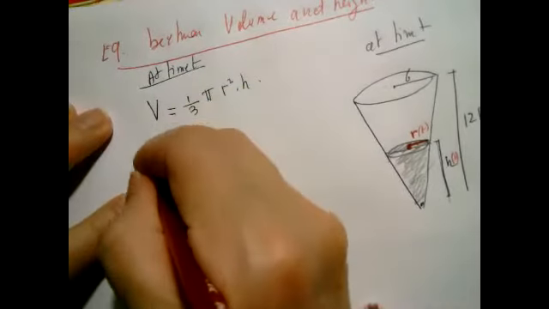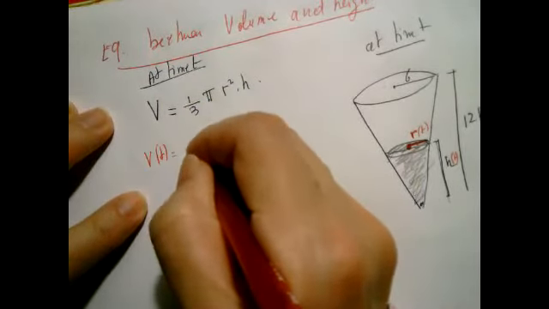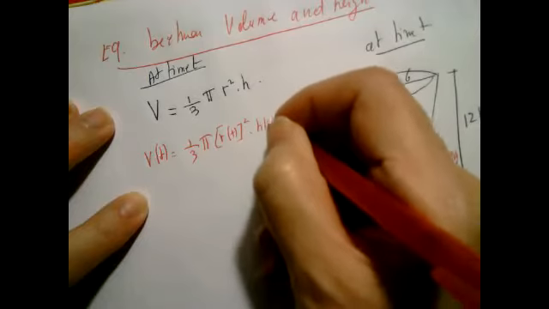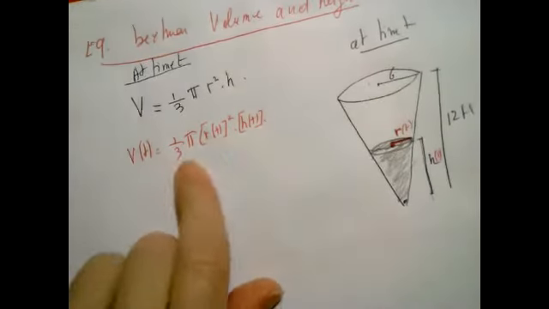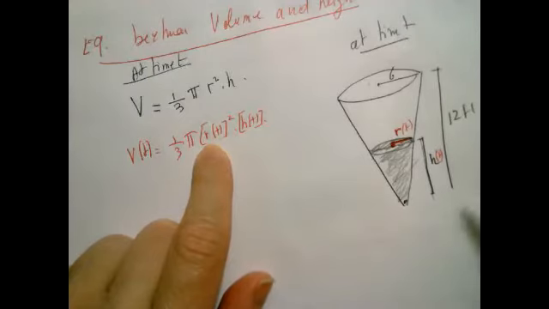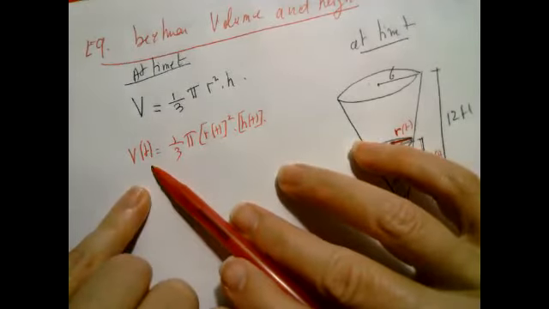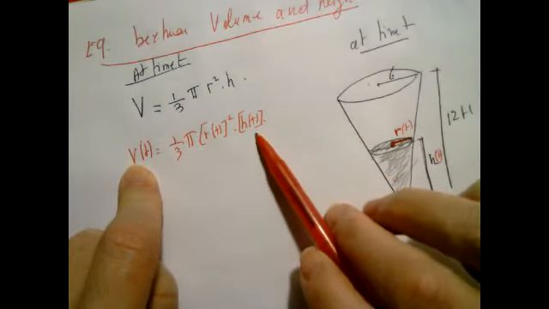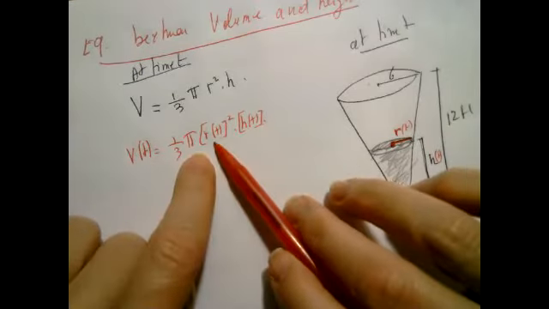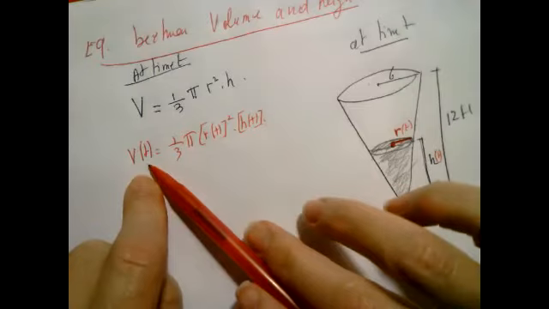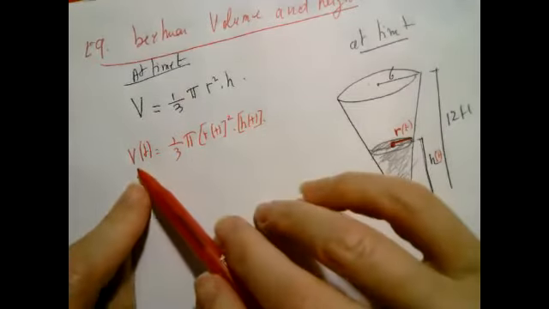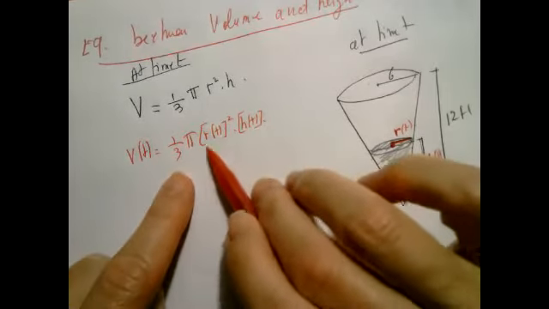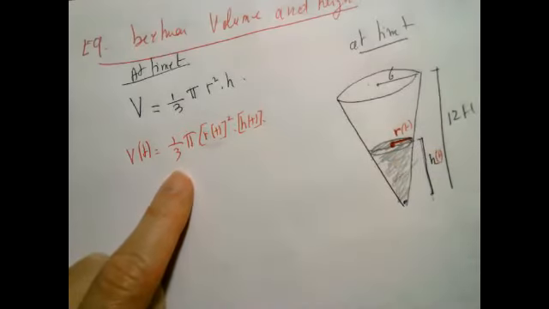At time t, the volume at time t is 1/3 pi the radius at time t times the height at time t. So r is not fixed, r is changing with time. So now we need to differentiate. But when I'm differentiating, I only know dV/dt, I know dh/dt, I want to find this, but I have r. So to be able to solve the problem, I need to find a relation between the volume and the height. The volume and the height. So to do that, I need to express the radius in terms of the height.